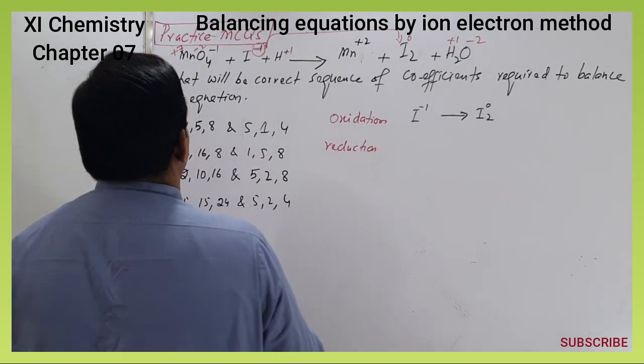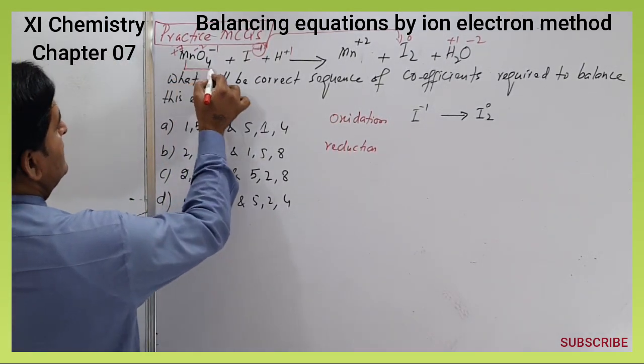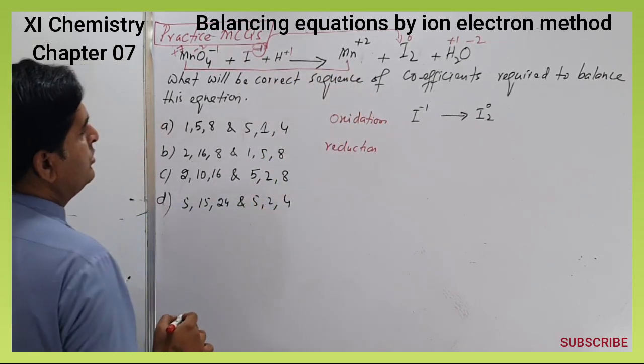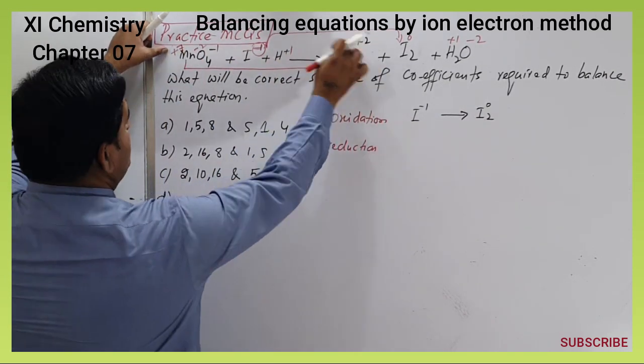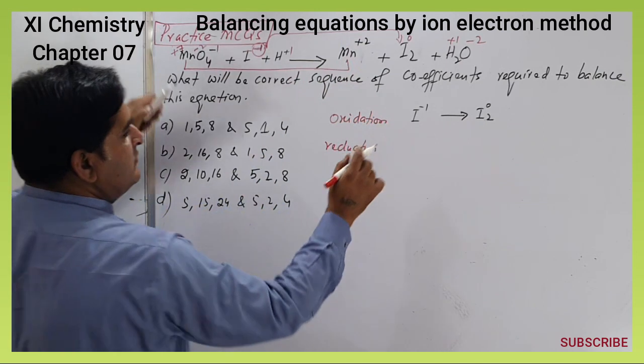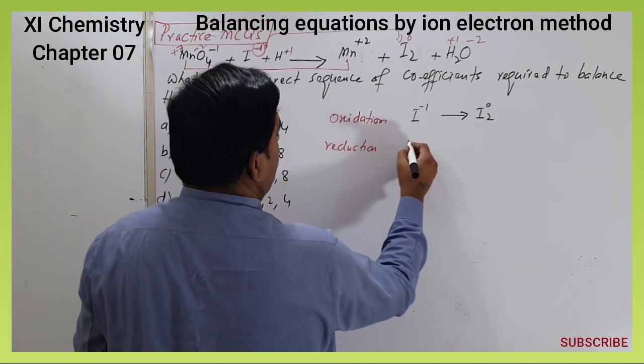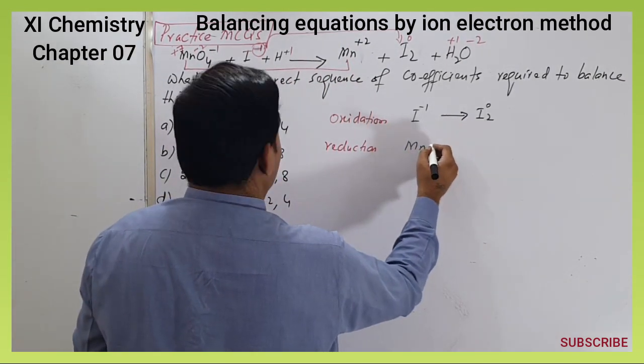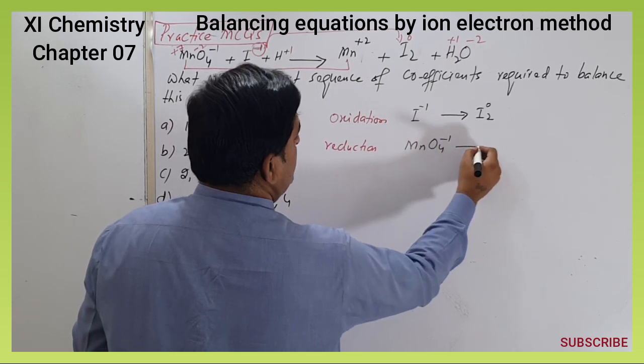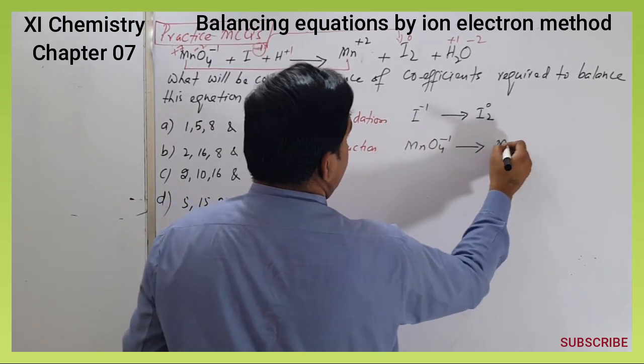For the same reason, which one is a reduction? Plus 7, plus 2. Its oxidation number has decreased by 5 units, so it's a reduction. We write here manganese in the form of permanganate, manganese plus 2.